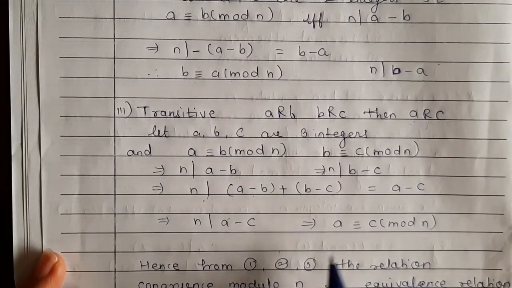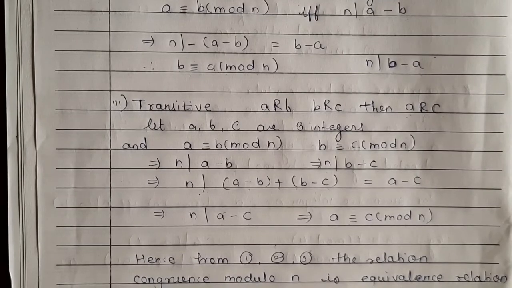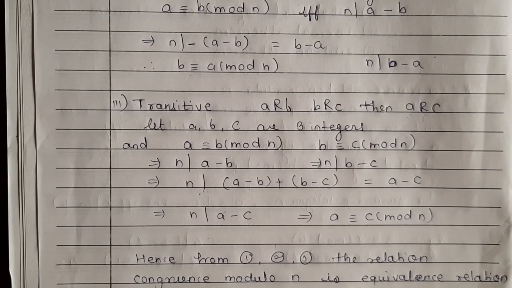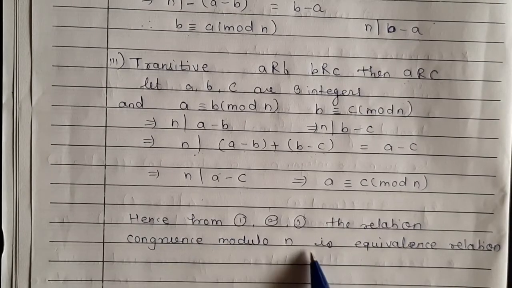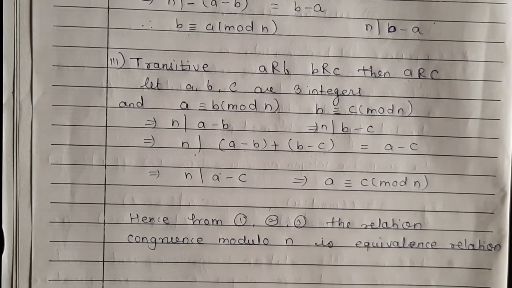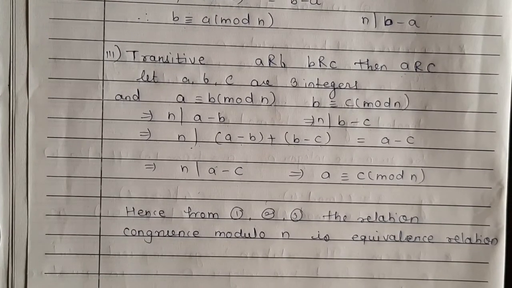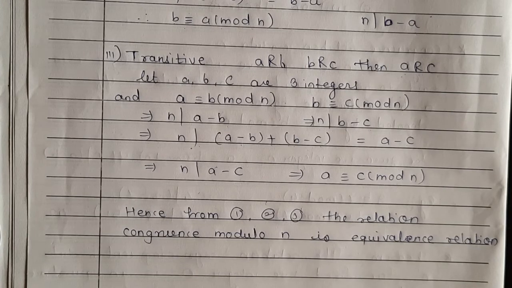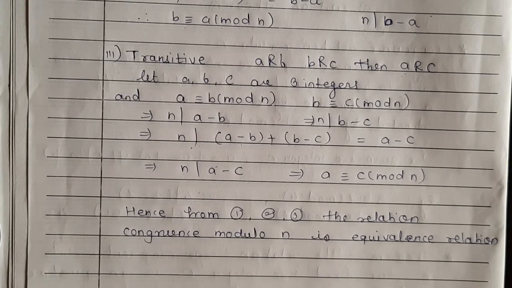From all these three conditions, that is reflexive, symmetric and transitive, we prove that the relation congruence modulo n is an equivalence relation. If you are asked to show an equivalence relation, remember you have to show reflexive, symmetric and transitive. These three conditions should be satisfied.